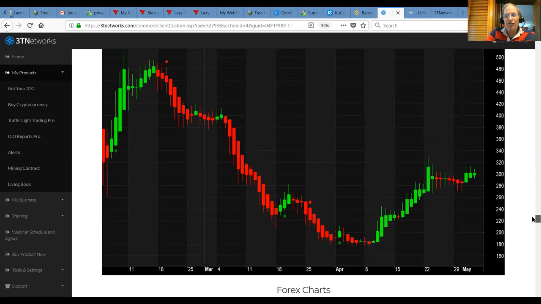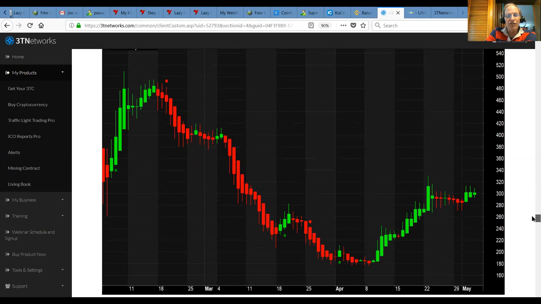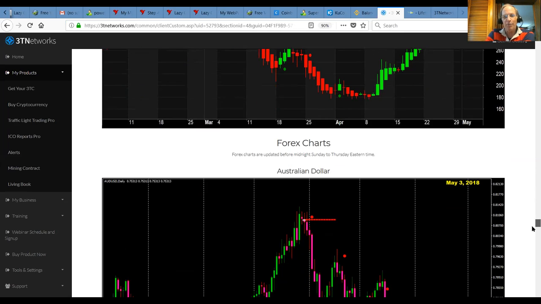And Zcash doesn't give you that vertical line that you want, but you know, it used to be up here at 480. You can jump in now at around 3. You know you're going to make 50% in a short period of time.